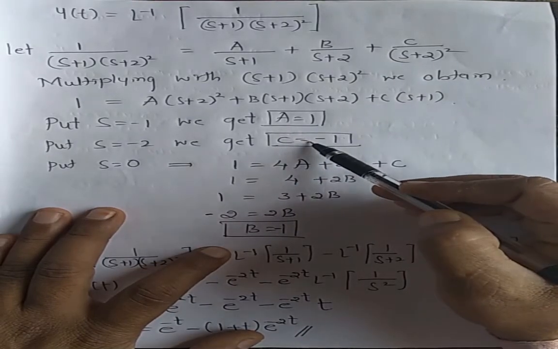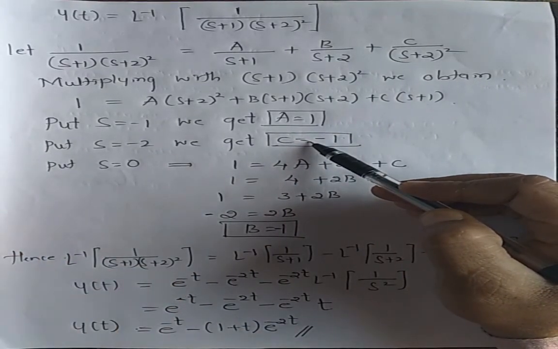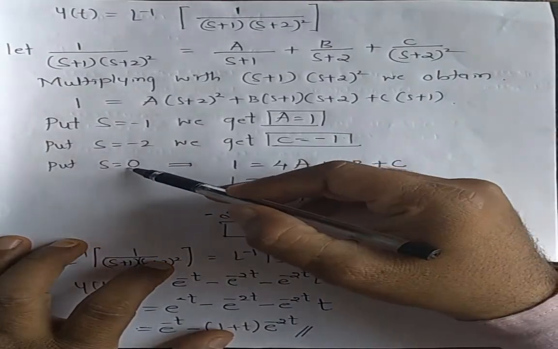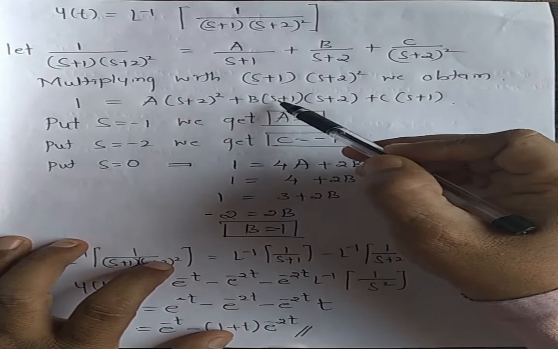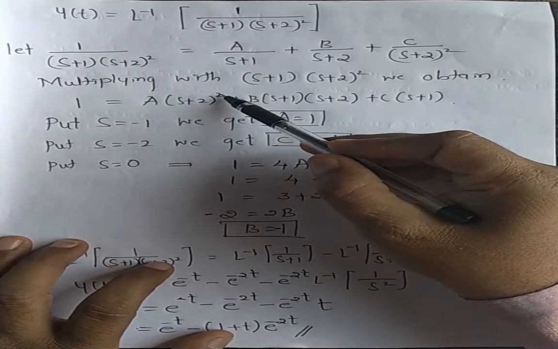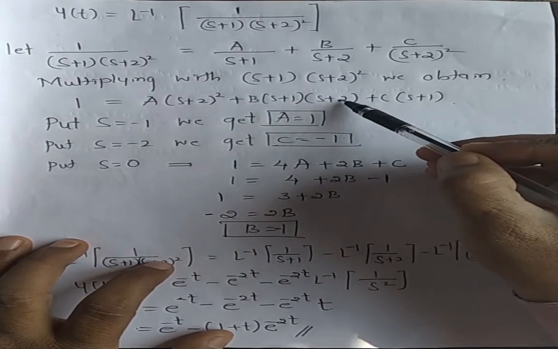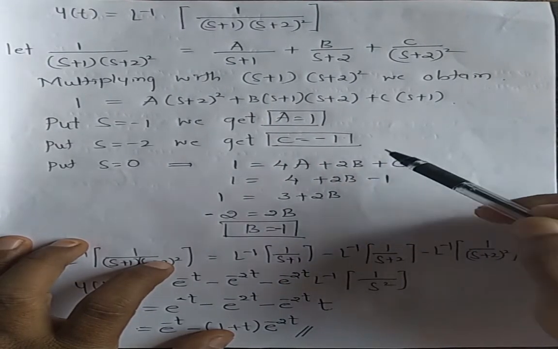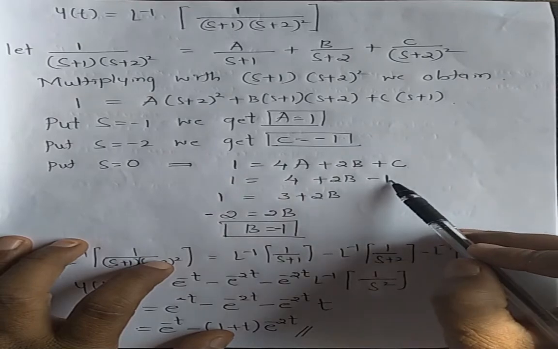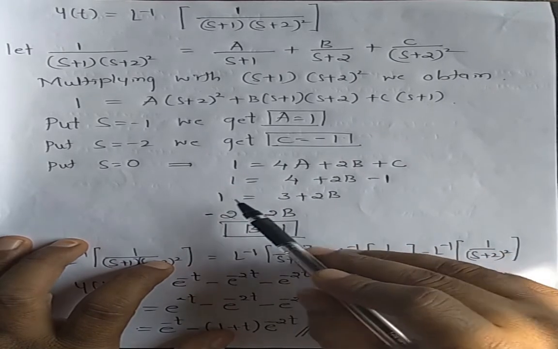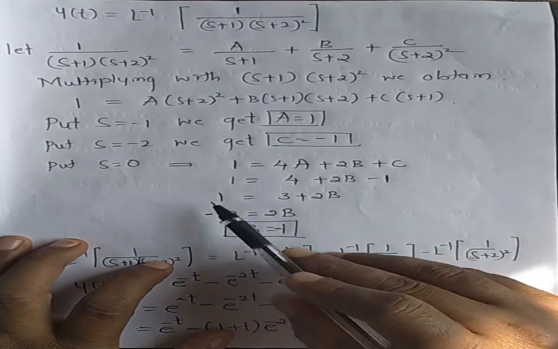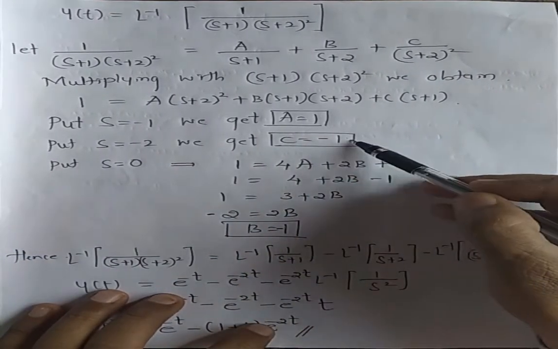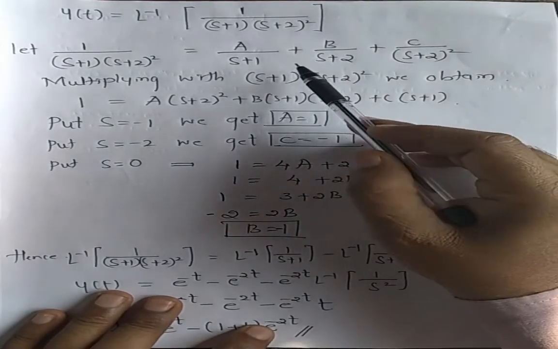You got a and c. What is the value of b? For that, put s equal to 0. If you substitute s equal to 0, you get 2 square 4, so 4a, then 2b, and c. Substitute the values of a and c, and you get 1 is equal to 3 plus 2b. Transfer the 3, so 2b is equal to minus 2, so b is equal to minus 1. You got a, b, c, substitute them in here.